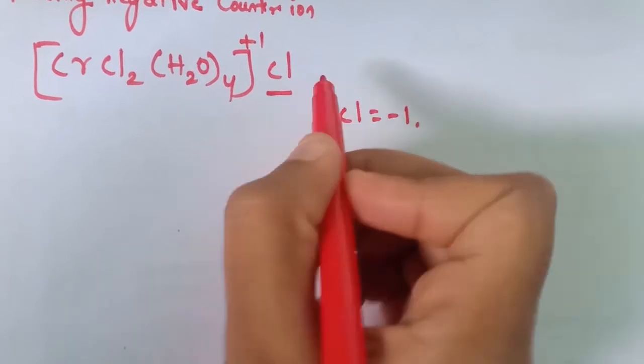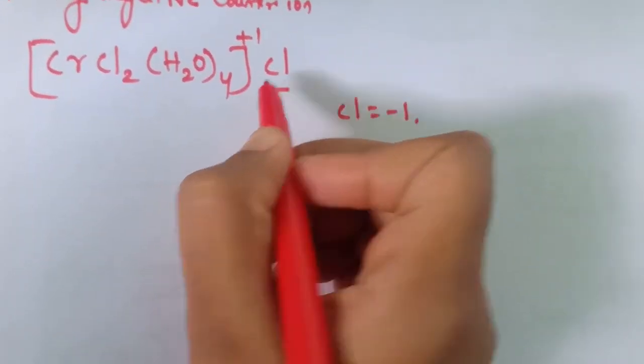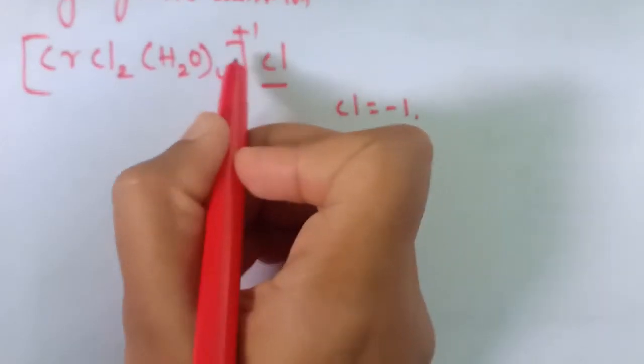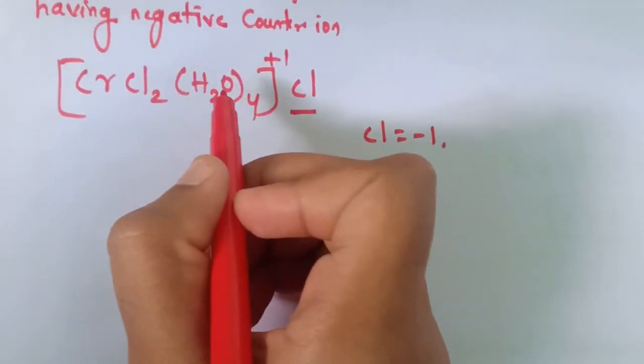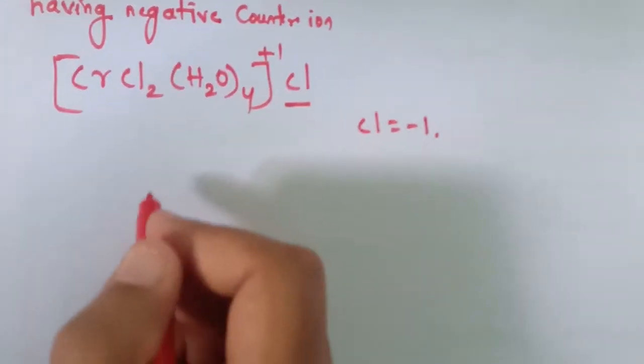Did you get my point? Here the Cl, the counter ion, that is the ion present outside the square bracket, has minus 1 charge, so the complex will have plus 1 charge here. So we can calculate here.